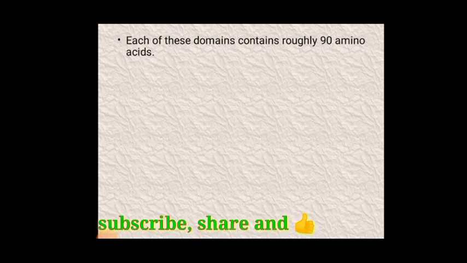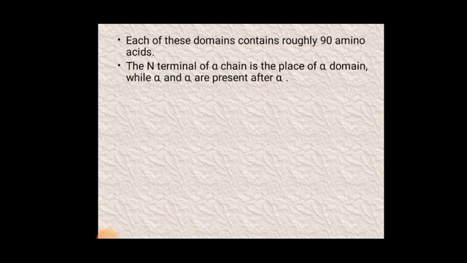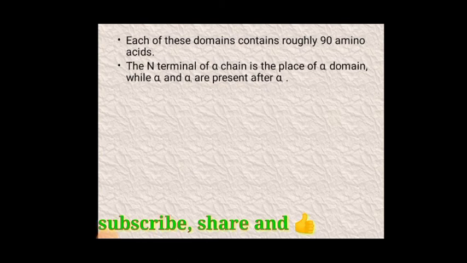Now, within the alpha chain there are three different domains. Majorly by the folding of the polypeptide chain, this domain structure is formed, that is the alpha 1, alpha 2 and alpha 3 domains. Each of these domains contains roughly 90 amino acids. The N-terminal, that is the amino terminal end of the alpha chain, is the place of the alpha 1 domain, and the alpha 2 and alpha 3 are present after the alpha 1.